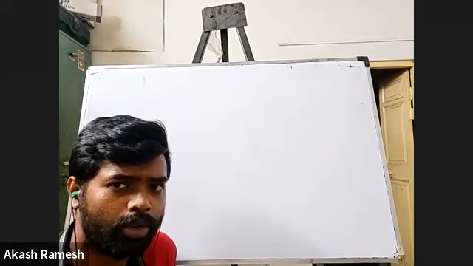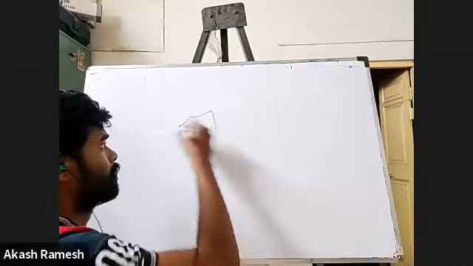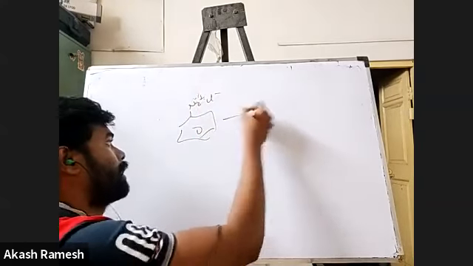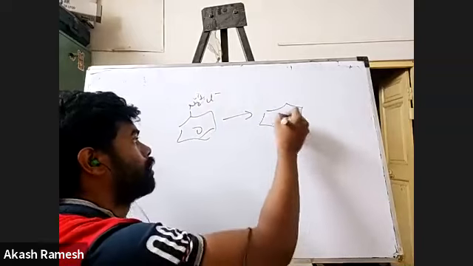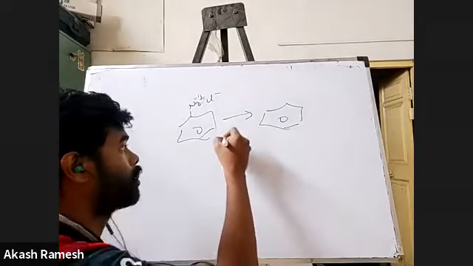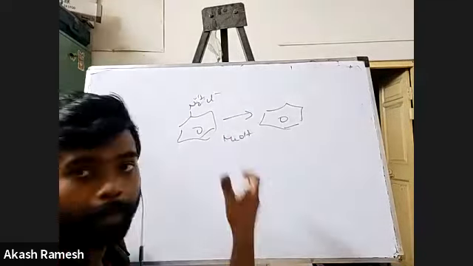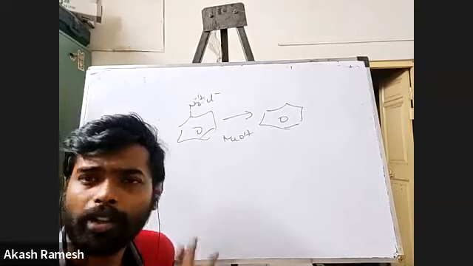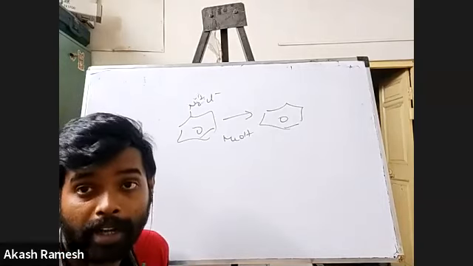What is the reagent you use? If I have N2+ Cl− to convert to benzene, you can use ethanol, or MeOH, where Me means CH3, or the other one, H3PO2, hypophosphorous acid. Like this, now you have so many name reactions coming here.